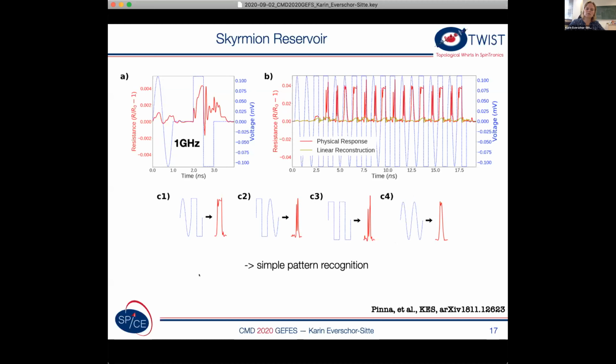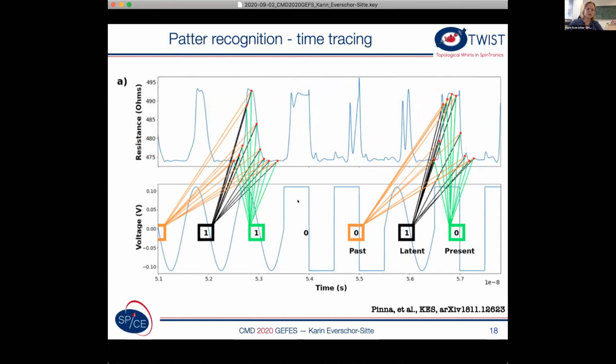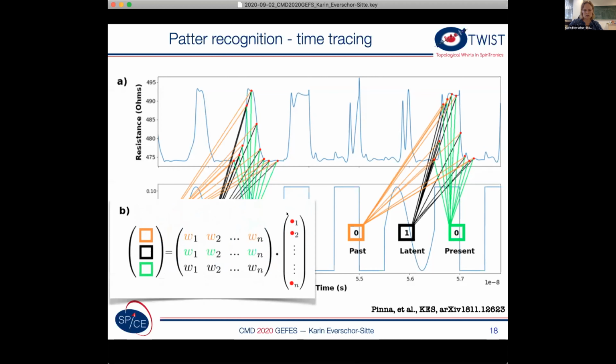We wanted to study this a bit further, not only by eye. So what we did first is a time tracing. That's one approach. You measure your signal at certain values, and then you would like to know what the present pulse is, what the latent pulse is, so the pulse before, and what the past pulse is. So what we take as a measurement input are the resistance values at these points.